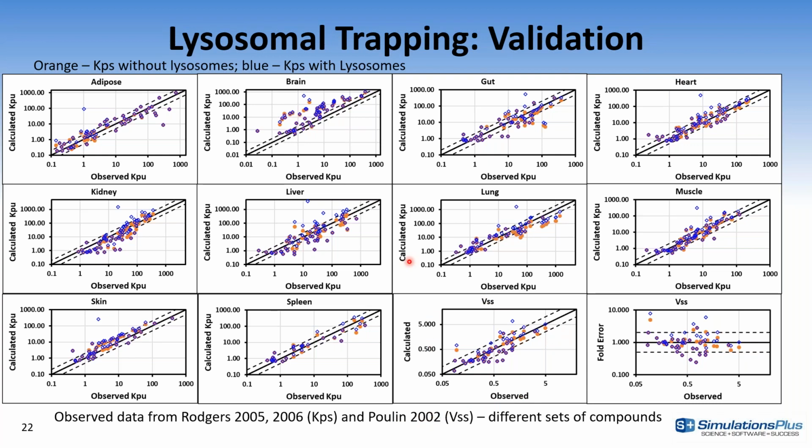So the data points on the KP plots are not necessarily for the same compounds as for the volume of distribution plots. The orange circles on each of those plots show our default KP method, or predictions using our default KP method without the lysosomes. The blue circles are showing the KPs with the lysosomes.